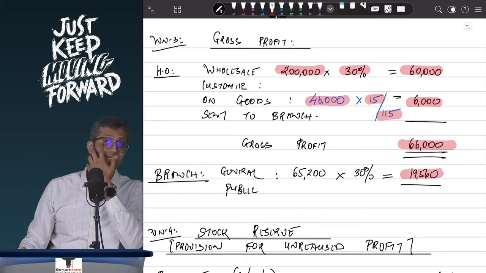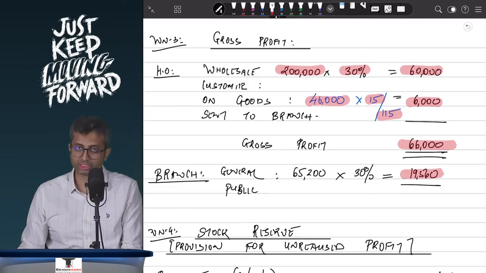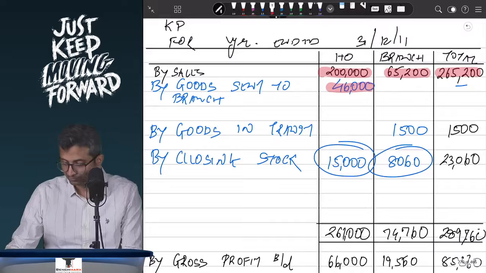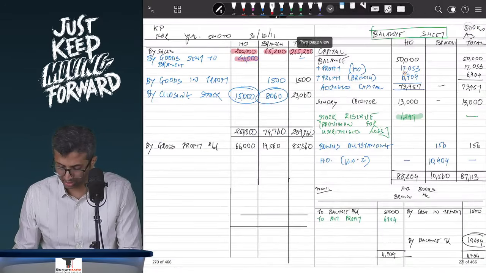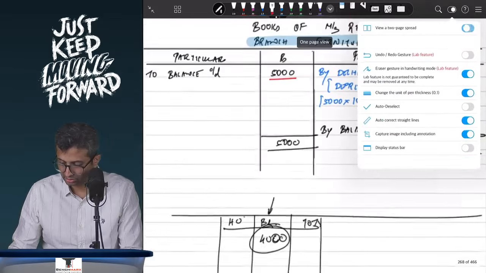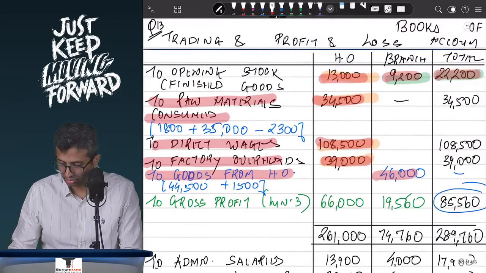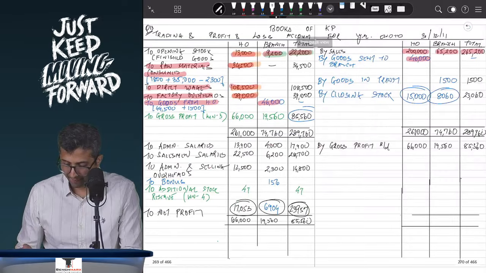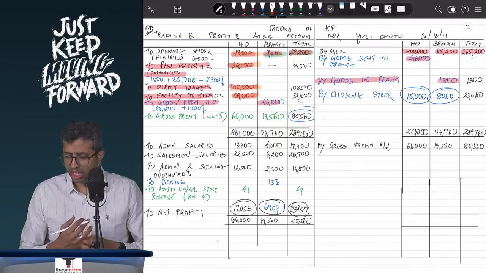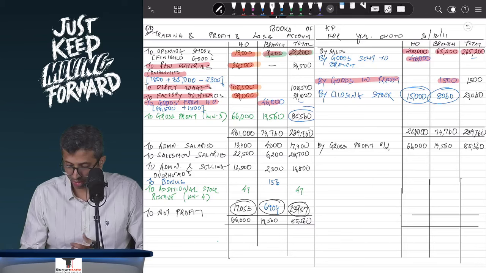Now once I have these two numbers, which were the important adjustments here, I can find the closing stock. So as you can see over here, again if I open a 2-page view, for example, you will take sales, goods sent to branch, goods in transit. There are certain goods in transit, and other than that, there will be some closing stock. But how will I find the closing stock?